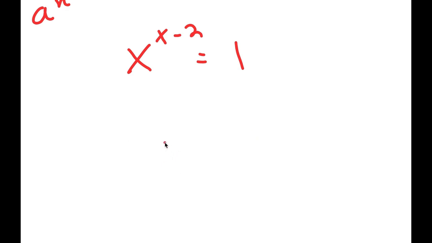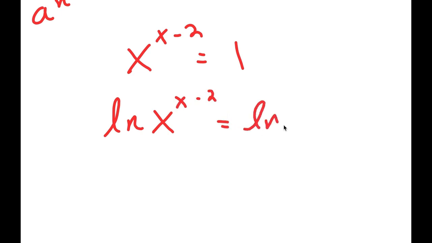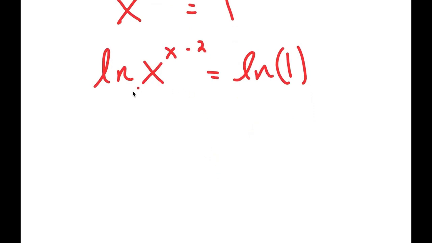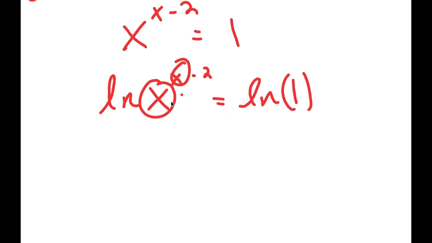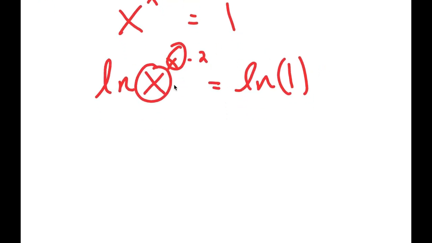Now, from here, what I can do is take the ln, or natural log, on both sides. So I get ln x to the power of x minus 2 is equal to ln of 1. And the reason I did this is because we have x as a normal term as well as an exponent. So we want to get this exponent down to be a regular term. And the way I can do that is by taking the ln on both sides.